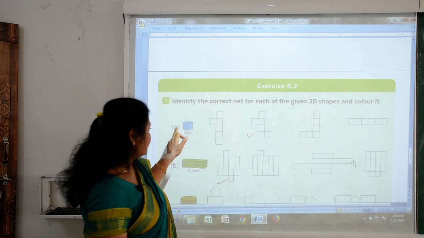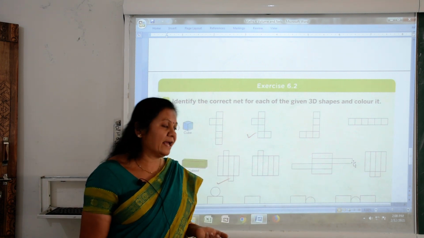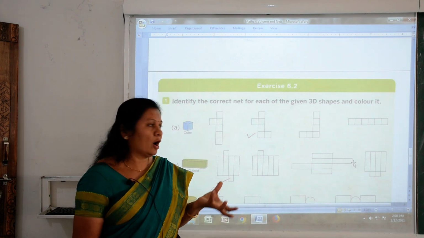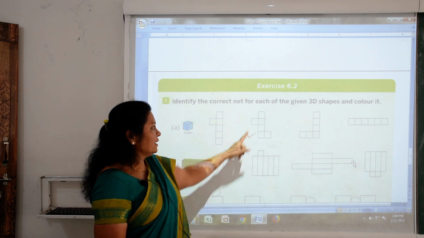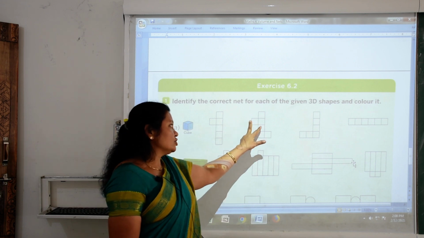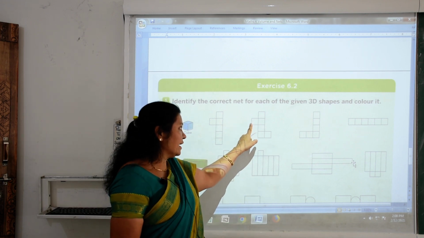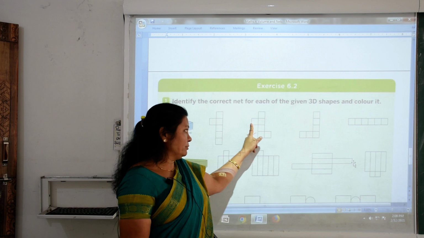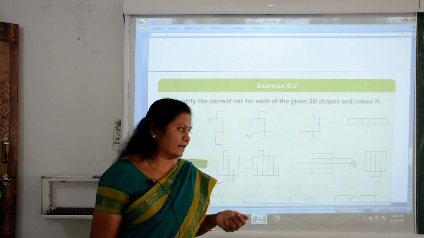When you open this type of cubic shape, a cube shaped box, which is the correct net? This type, this is the correct net. And how many squares? 6 squares. So 1 square here on the right side, 1 square on the left side, and 1 square here on the right side.